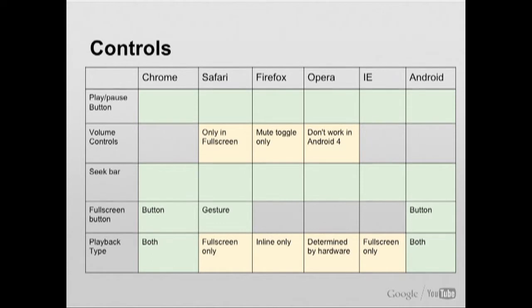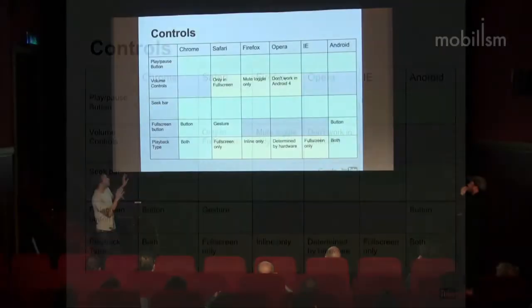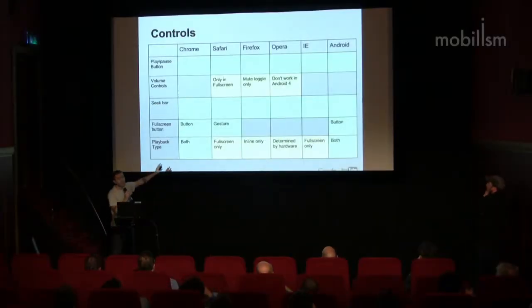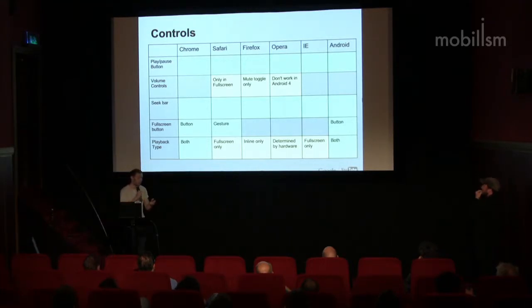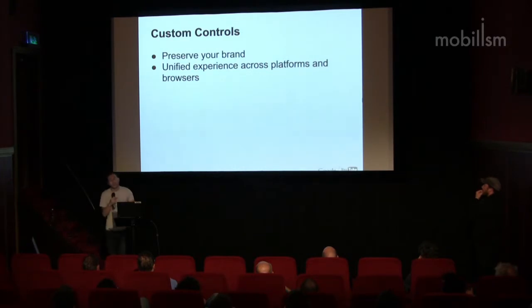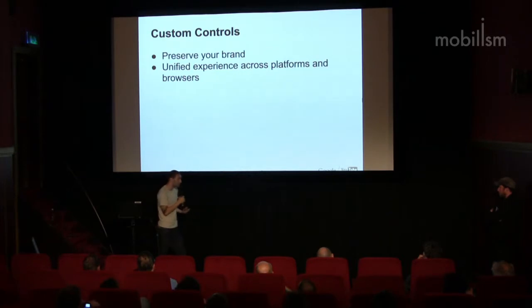What we want to do is get rid of this ambiguity here, because this makes me nervous, right? There's a lot of things to account for here, and we can do it better, right? So we want to create custom controls. We do this for 2 reasons.